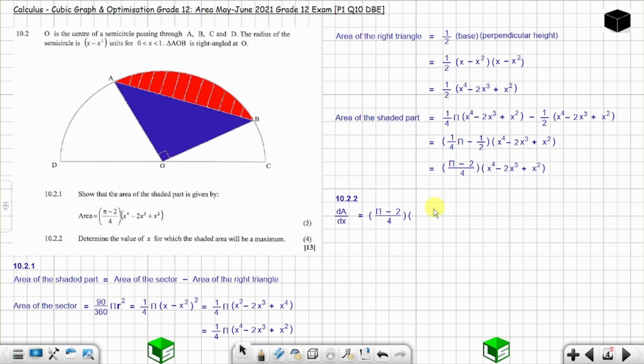Okay, 4 times 1 is 4, and then times x to the power of 4 minus 1. You subtract 1 from the exponent, so you're going to have 4x cubed when you subtract 1 from the exponent.